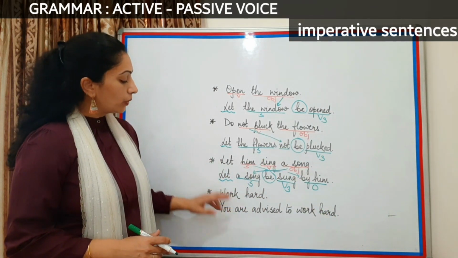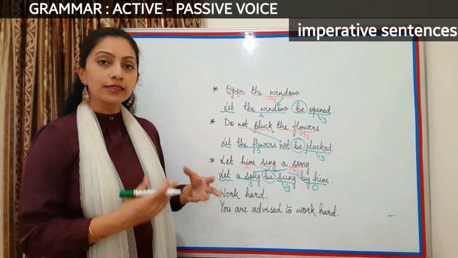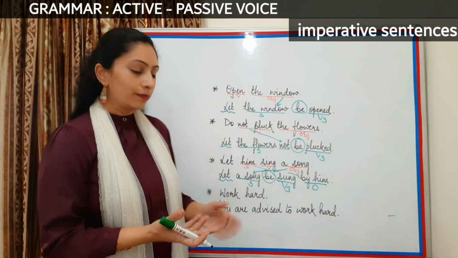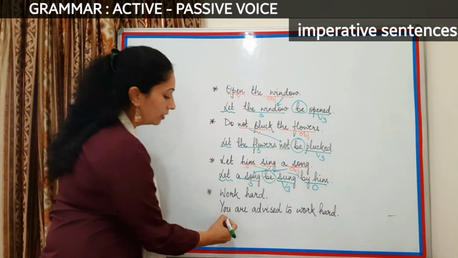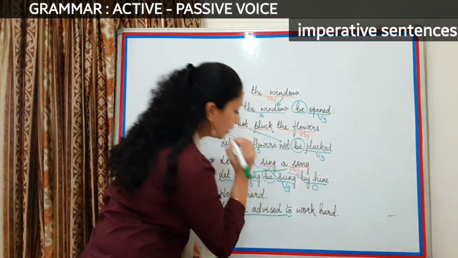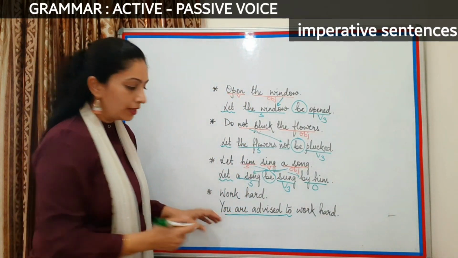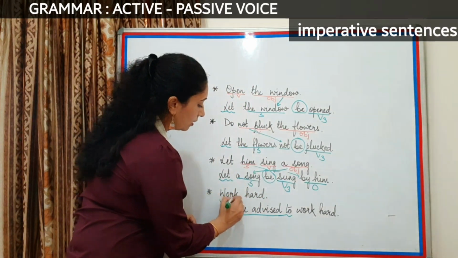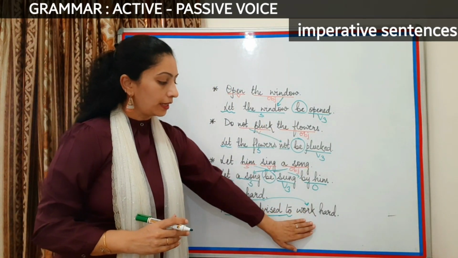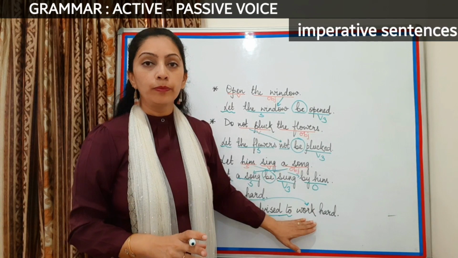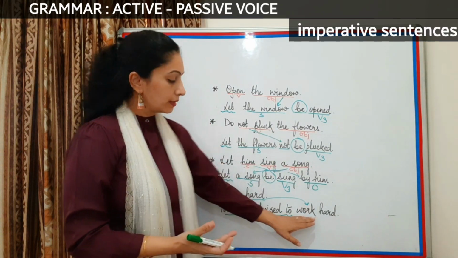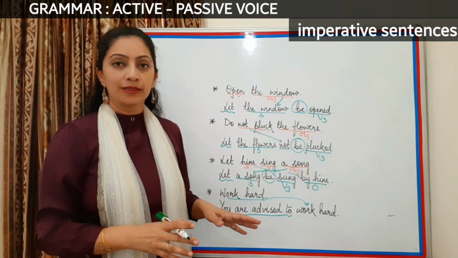But if you look at this sentence, "Work hard," it is like giving advice to somebody. So whenever you are giving advice, I can start the sentence like "You are advised to," and this whole thing will appear as it is. In this case, we are not going to change the verb form, or put extra words like be or by.